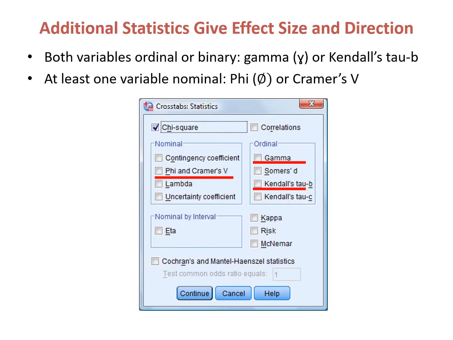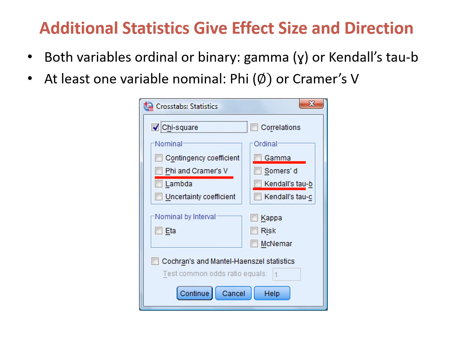Chi-square only gives us statistical significance for the overall fit of the model. It looks at whether or not the data are distributed randomly across the cells of the table. Other statistics are measures of association that give us effect size and direction. If both variables are ordinal or binary, we can calculate both remaining elements of inference using the statistic gamma or Kendall's tau b. If at least one variable is nominal, we no longer can have direction because nominal data is unordered, so direction makes no sense. However, we can still calculate effect size using gamma or Kendall's tau b.